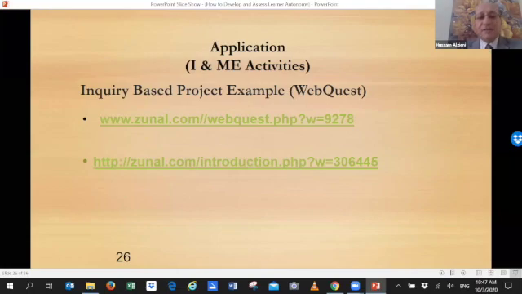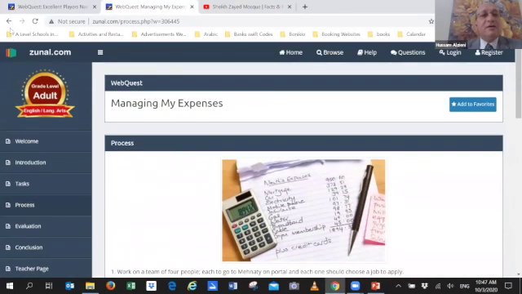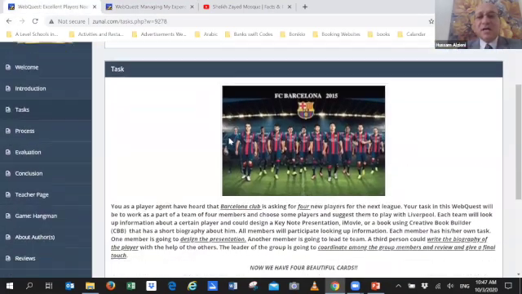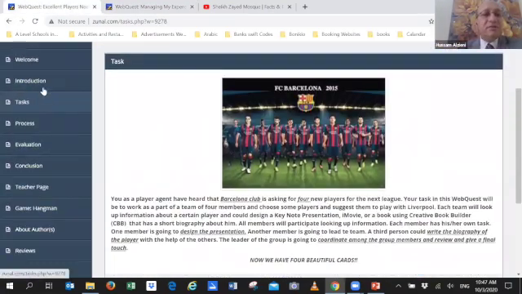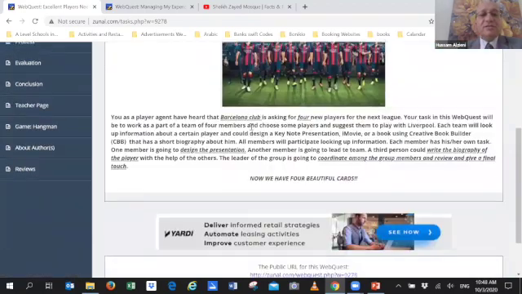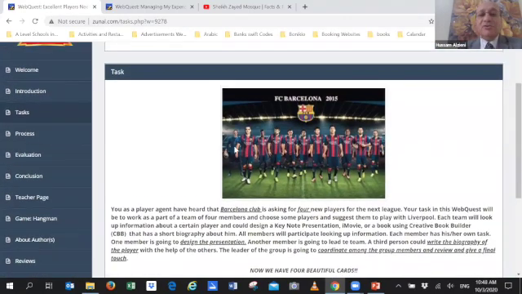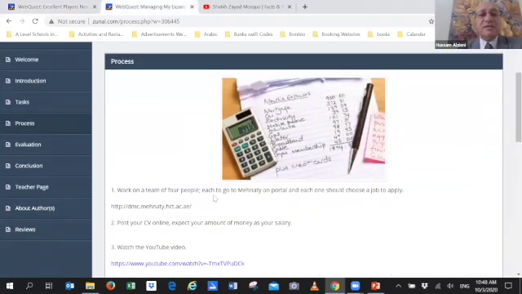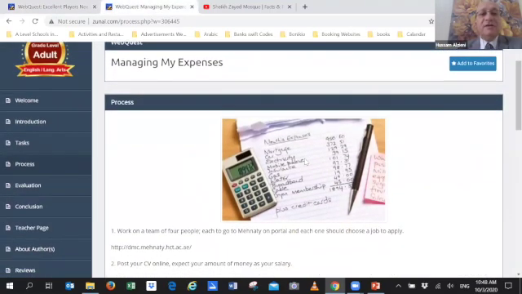This is an example. This is a web quest that I designed. As I said, it's old; the web quest started in 1995. But I could say that it's a very effective tool for collaboration and project-based work for our students. Each one has an introduction, tasks, process, evaluation, and conclusion. Something simple like that. This is the project that I did in the beginning, and this is the project that I did at the end, managing my expenses.